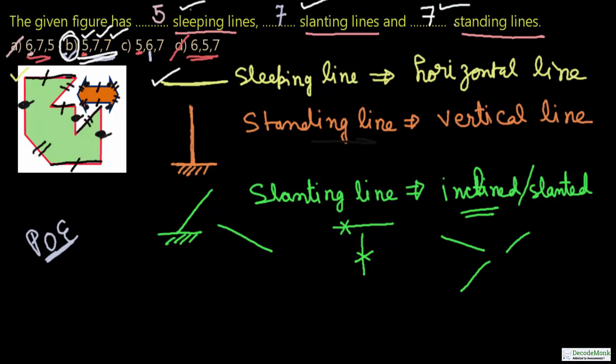A sleeping line is a horizontal line, a standing line is a vertical line, a slanting line is an inclined line. In the actual question paper, you should mark different types of lines, sleeping lines, slanting lines and standing lines, by different types of cut marks or dots so that you do not get confused. It may also happen that you arrive at the answer by the process of eliminating wrong answers. I hope that you have understood. Please remember these steps and concepts and practice more and more. Thank you.